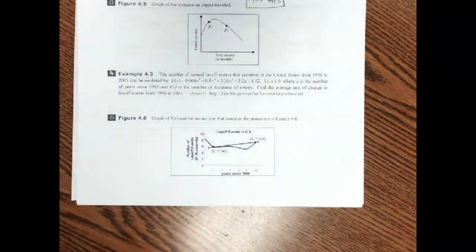The number of annual layoff events. Ooh, this is an ominous question. The number of annual layoff events that occurred in the U.S. from 96 to 2001 can be modeled by this function f of x. What an ugly function. Okay, it gives me the domain restriction 1 to 6.